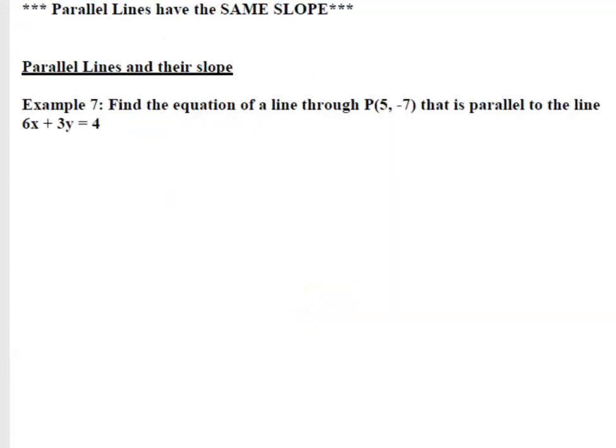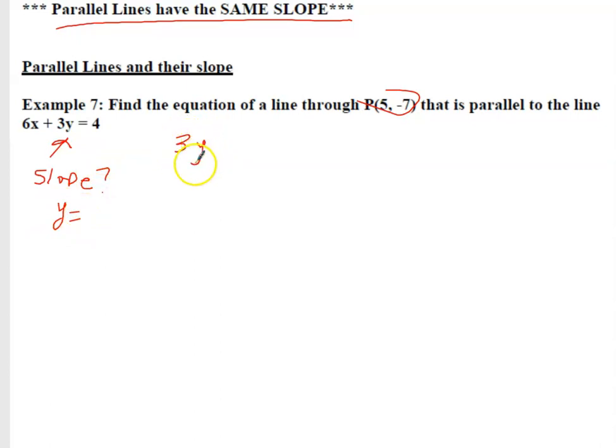Okay. Again, I talked about this before but you might want to circle this or star this, right? Parallel lines have the same exact slope. So it says find the equation of the line that goes through the point 5, negative 7, that is parallel to the line 6x plus 3y equals 4. So the first thing we have to do is figure out what is our slope in this equation.